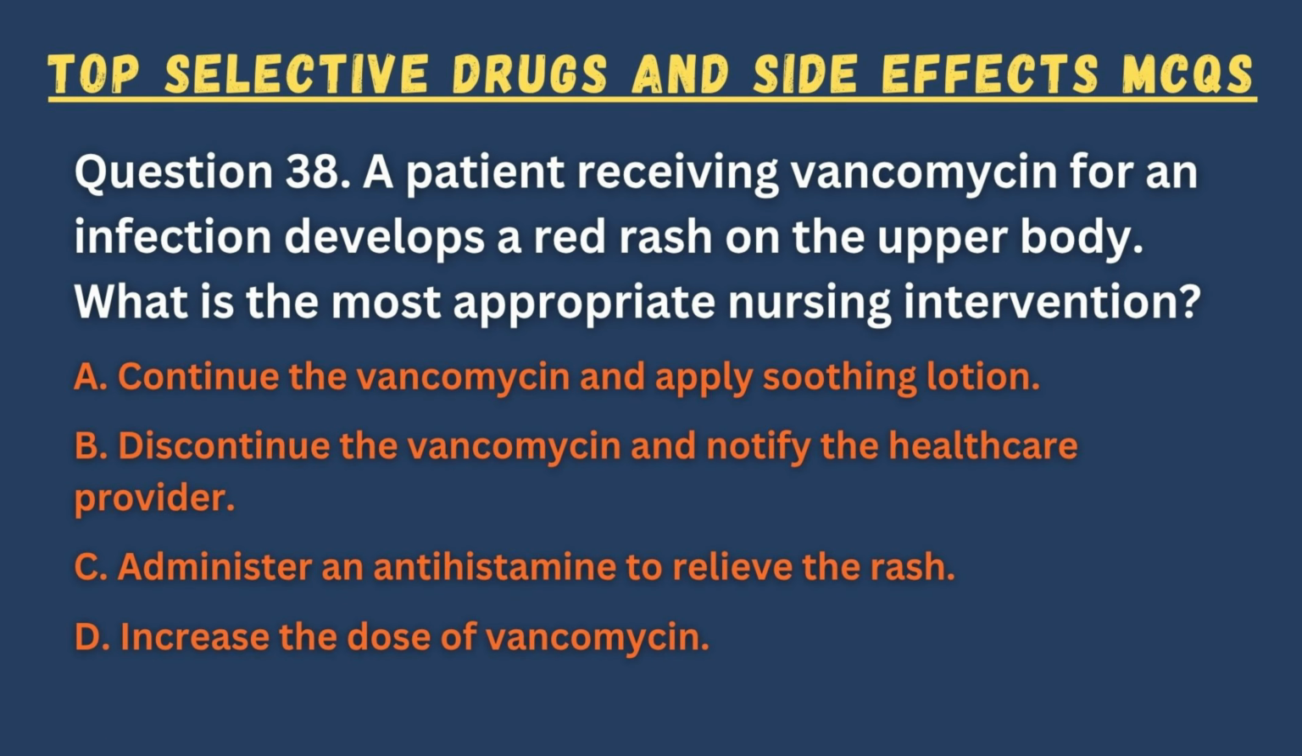Question 38. A patient receiving vancomycin for an infection develops a red rash on the upper body. What is the most appropriate nursing intervention? A. Continue the vancomycin and apply soothing lotion. B. Discontinue the vancomycin and notify the healthcare provider. C. Administer an antihistamine to relieve the rash. D. Increase the dose of vancomycin.